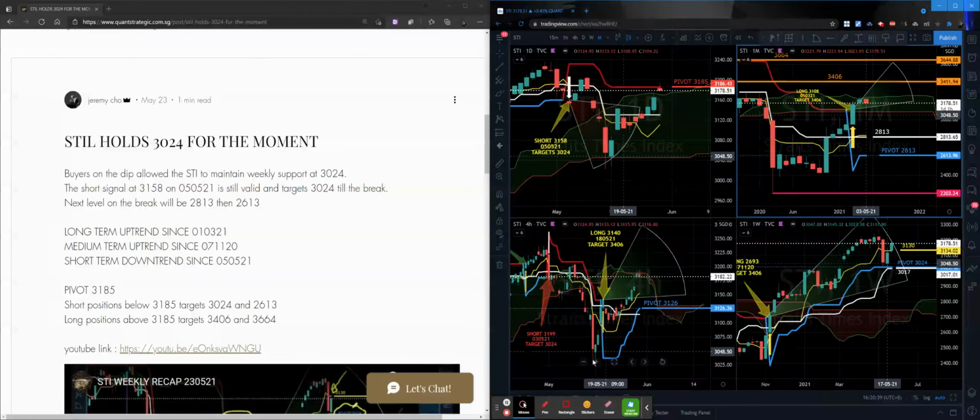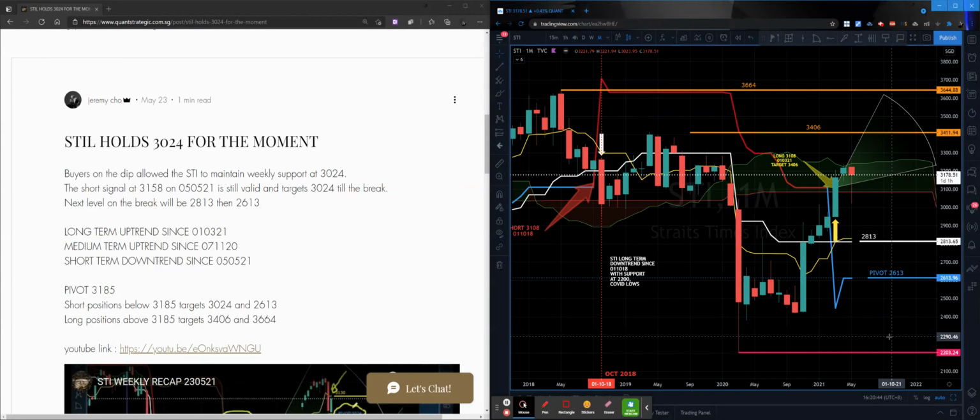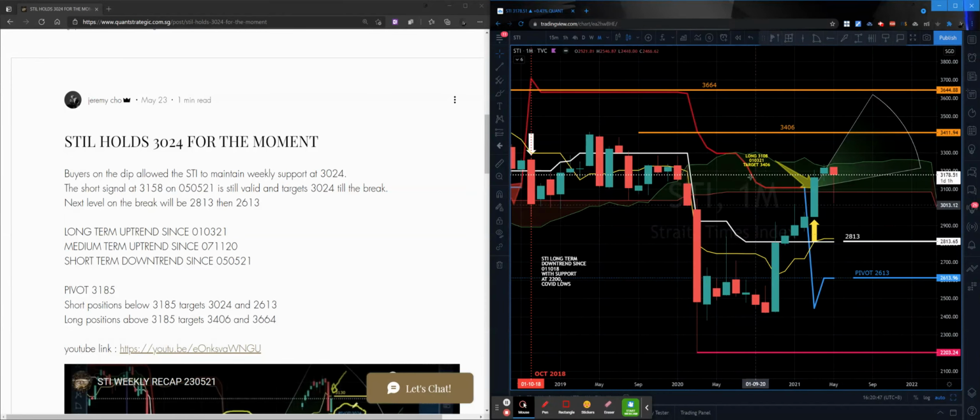On the right hand side, we're going to start off with the monthly charts on a review of the Straits Times Index. On a monthly basis, you can see that the Straits Times Index long signal on the 1st of March is still active, targeting 3406. That hasn't changed. In fact, for the month of May, we have closed off quite positively with this beautiful inverted hammer. Basically, buyers bought the dips right here at 3024, and I'll tell you where 3024 comes from. And the buyers ended off the STI stronger at 3178.